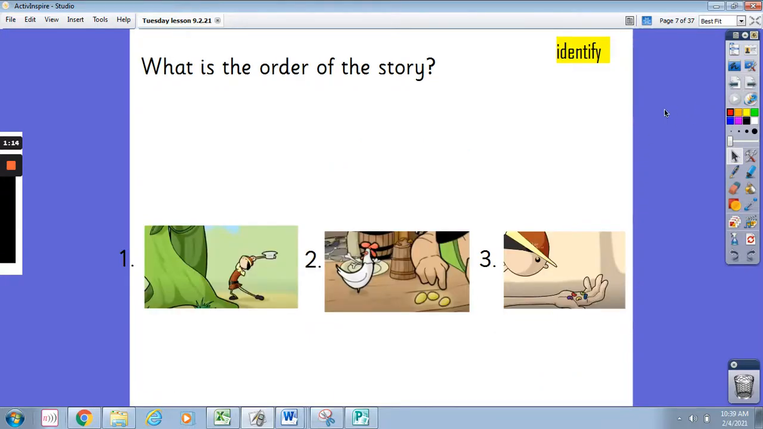And again, look at these pictures and decide, are they in the correct order? If not, I would like you to put them in the correct order. So decide which one should be first, which picture should go second, and which picture should be the last one. Pause the video and have a look and a think.